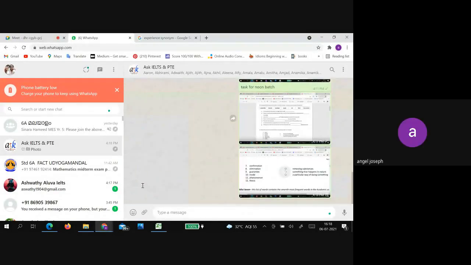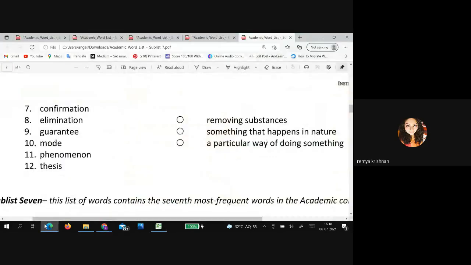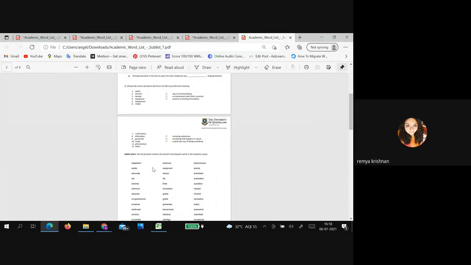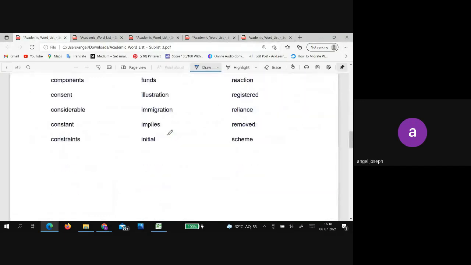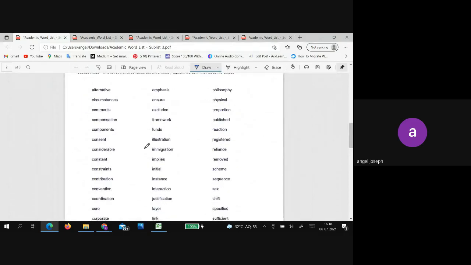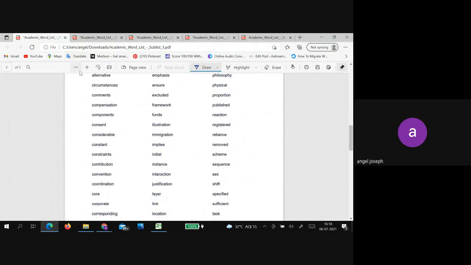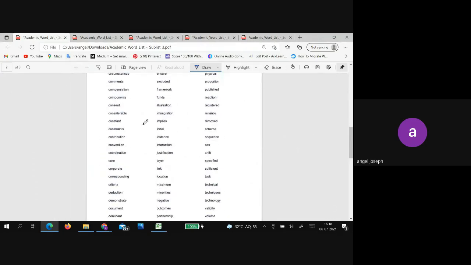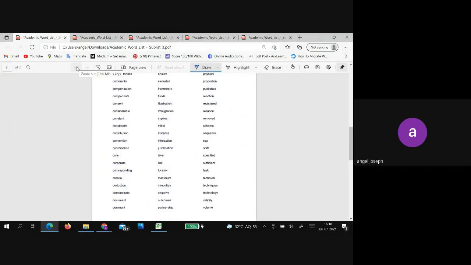Ma'am, can you put the sublist in the group? Which sublist? We only have five seconds. It is the third one onwards, isn't it? Yeah, from here. Okay, one second, I'll put that in as well. If you want, you guys can disconnect. I'm just putting this sublist as well. After that, the class is done for today.